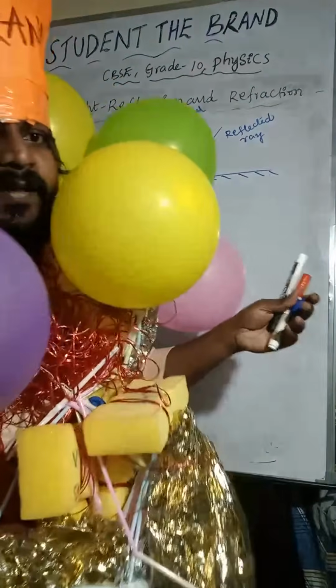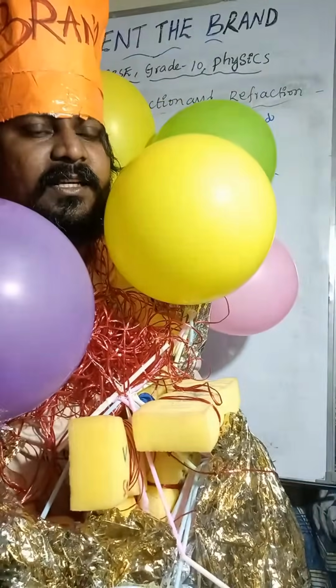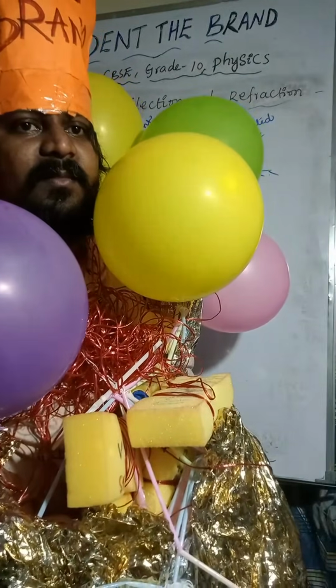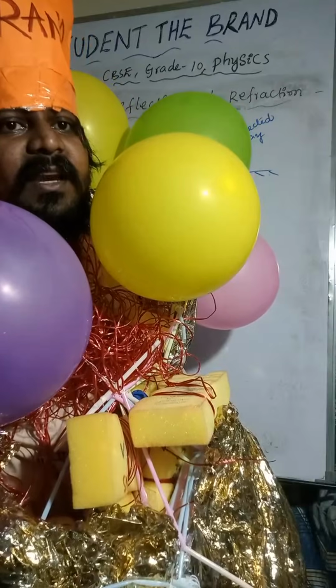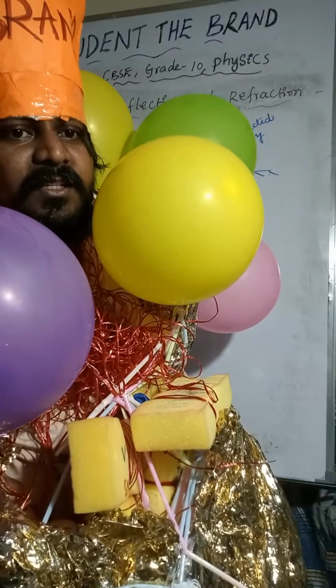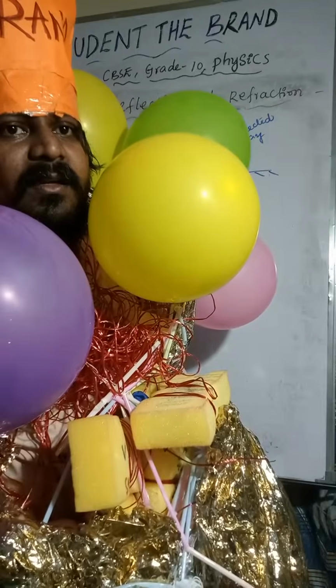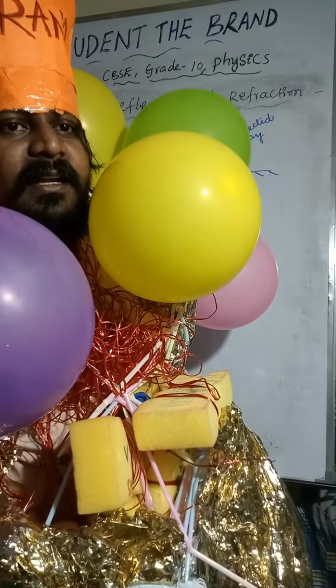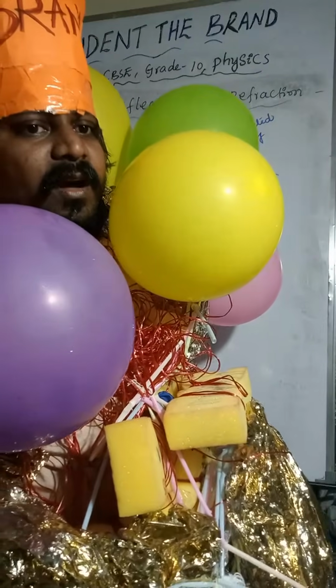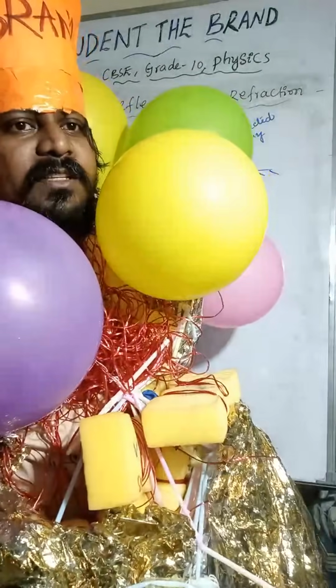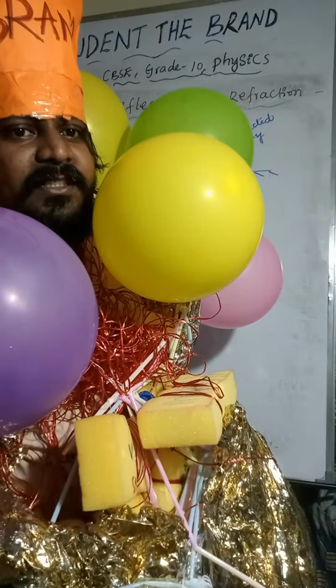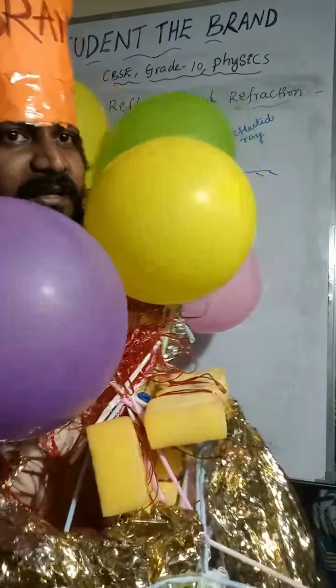Okay, so when light is incident on the surface, it reflects back into the same medium. The bouncing back of the light from the reflecting surface is called reflection of light. Okay, so incident ray, reflected ray, normal line. The phenomenon of bouncing back of the light from the reflecting surface is called reflection of light.